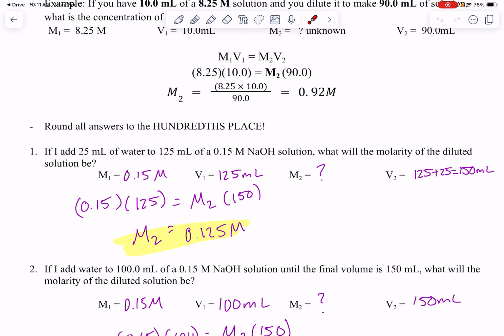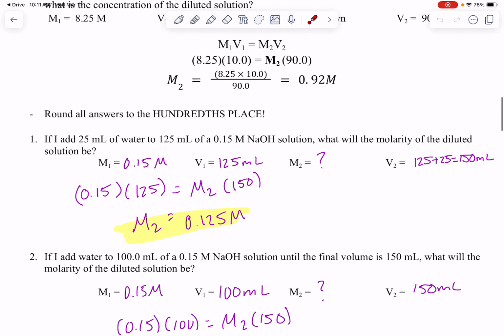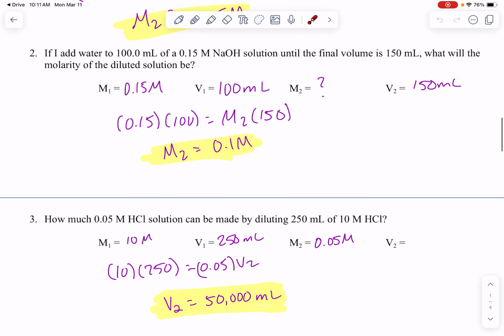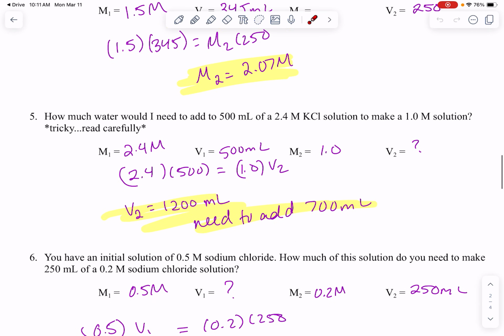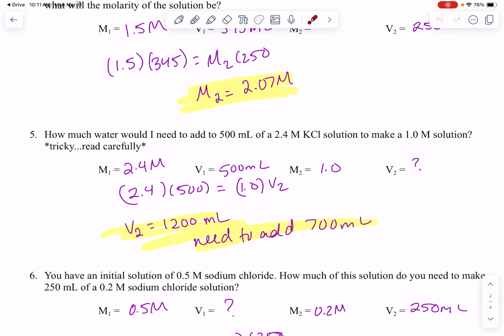Just a few different types of problems here. If you're solving for an unknown, great. It's easy, just plug it in. But for a problem like number 5, it asks you how much water you need to add. So just be careful about what the question's asking you for, because if you just give me V2 in this problem, that's not going to get you full credit, because the final volume is 1,200 milliliters, but it's asking you how much you need to add. So if you're starting with 500 milliliters, you only need to add 700 milliliters to that.